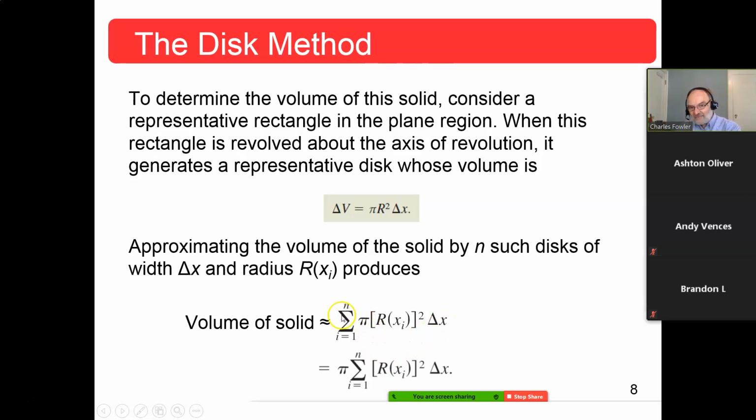Well, the pi is a constant. It can come outside, and you're left with the summation from i equal to 1 to n of r of x sub i squared times delta x. Okay?